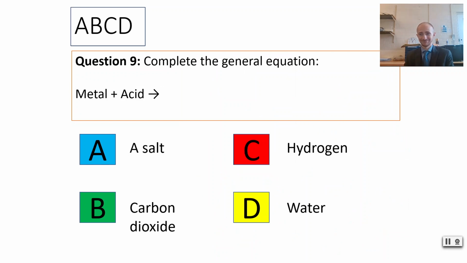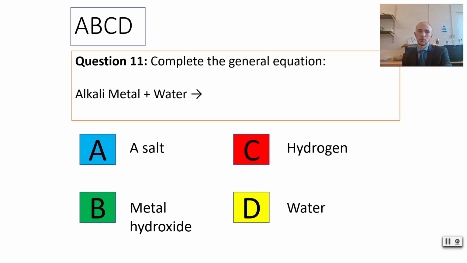Question 9. Metal and acid. What does it make? And this is a harder question. If you put a metal and an acid together, what thing will they make? Do they make carbon dioxide? Do they make salt? What do they make? Alkali metal and water. Now, to be honest, it could be any metal. What do they make?